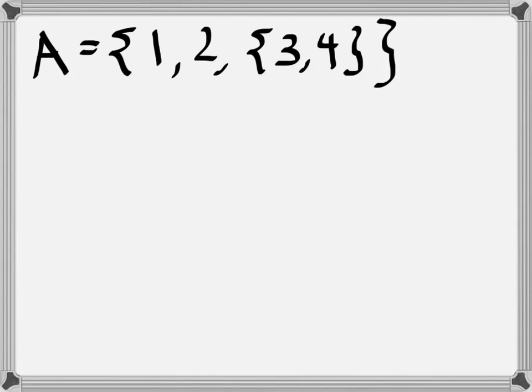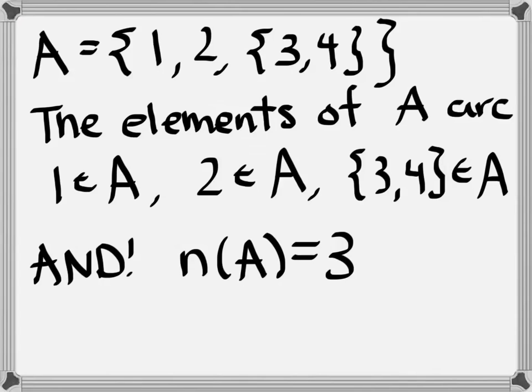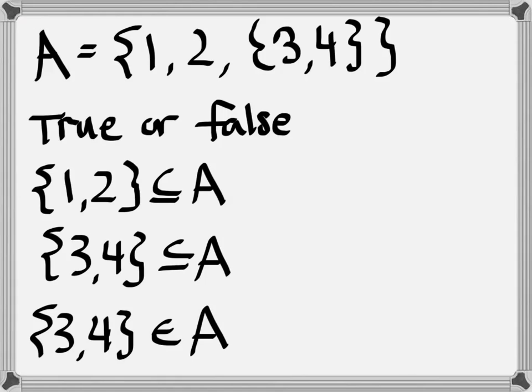Let's look at an example. Here's a set A consisting of the elements 1, 2, and the set 3, 4. These are all elements. Since it has 3 elements, namely the numbers 1, 2, and an element which happens to be a set, the cardinality of A is 3. We can now ask the following questions. Is the set consisting of 1, 2 a subset of A? Is the set consisting of 3, 4 a subset of A? Or is the set consisting of 3, 4 an element of A?